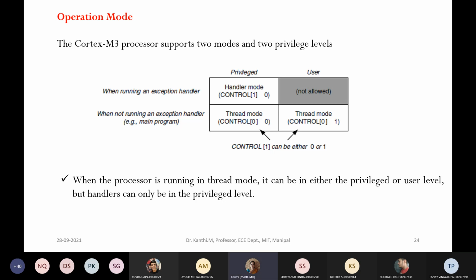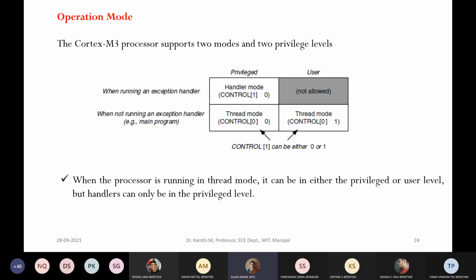As I have mentioned already, the M3 processors support two modes, privileged and the user mode. User mode is the general mode, where you have user level threads, the small functions, whatever you use. And then you have the privileged mode, in which you have a handler mode and a thread mode.